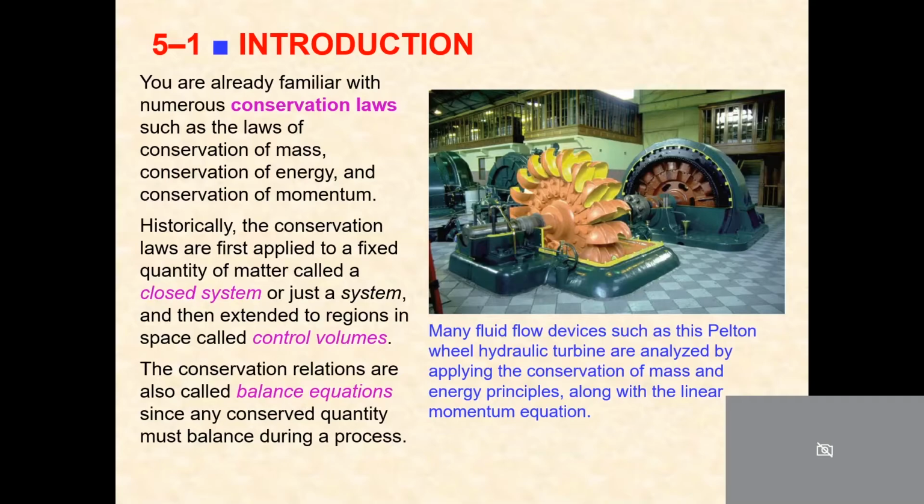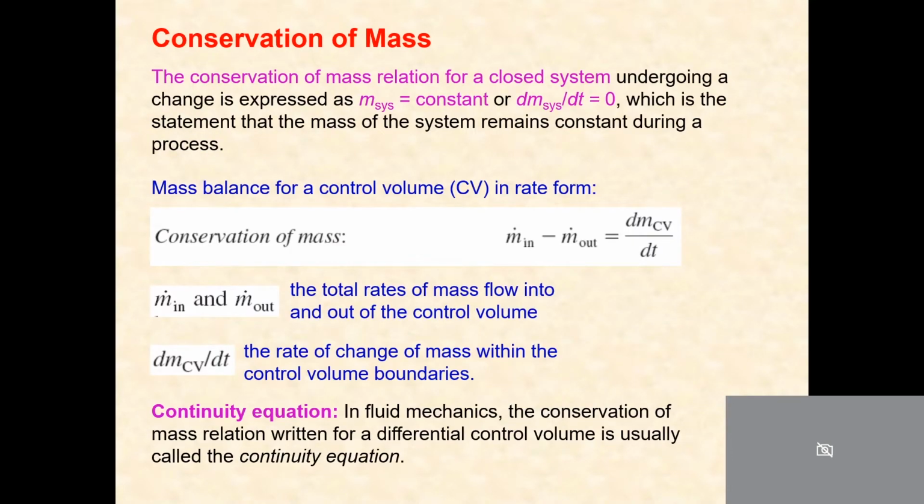Okay, so the conservation relations are also called balance equations, since any conserved quantity must balance during a process. Okay, for conservation of mass, the conservation of mass relation for a closed system undergoing a change is expressed as: m of the system is always constant. So what does it mean by constant? When you differentiate it with respect to time, you get zero because it is constant. It doesn't change with time.